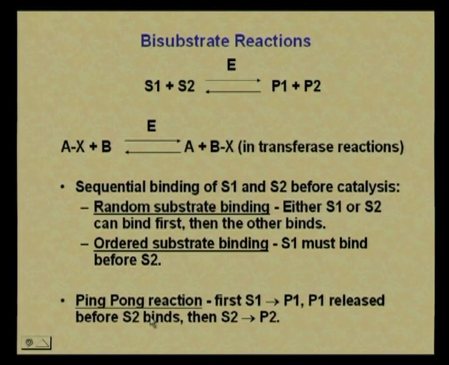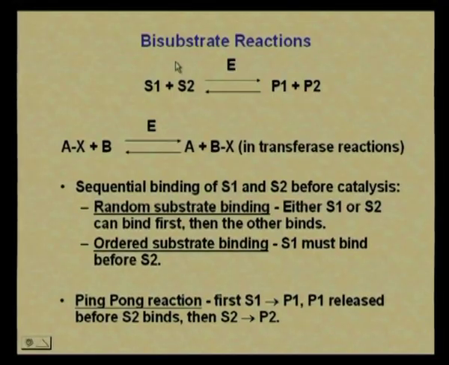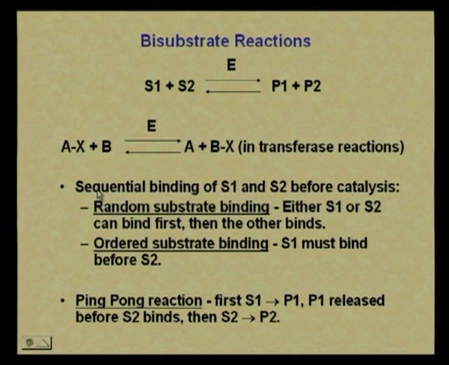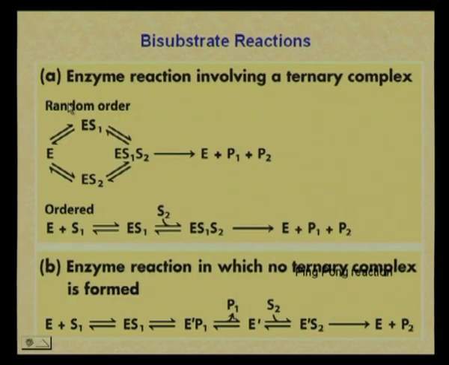Another mechanism is called the ping pong mechanism, where E first binds S1, P1 is formed, then E binds S2 and P2 is formed. Okay? But S1 forms P1, so P1 is released before S2 binds, okay? Much like the previous kinetics that we considered. So, there are 2 specific types of reactions that we have here, sequential binding and ping pong reactions for bi-substrate types.